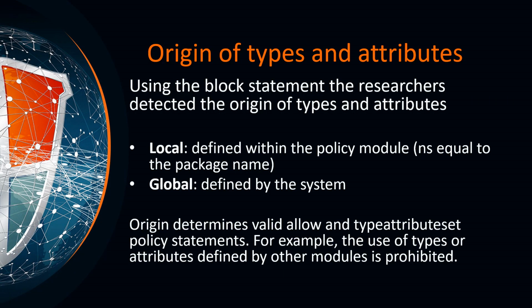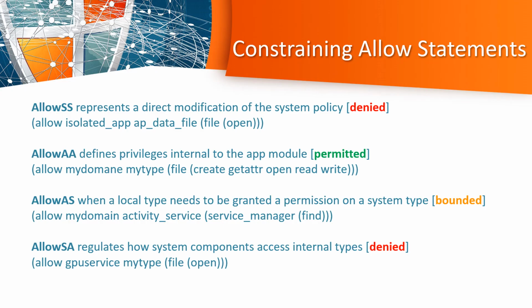In the block statement, the researchers detected the origin of types and attributes, like local, defined within the policy module, and global, defined by the system. Origin determines valid allow and typeattribute set policy statements. For example, the use of types or attributes defined by another module is prohibited. For the allow statement, a dedicated analysis is performed by the SEApp policy parser.